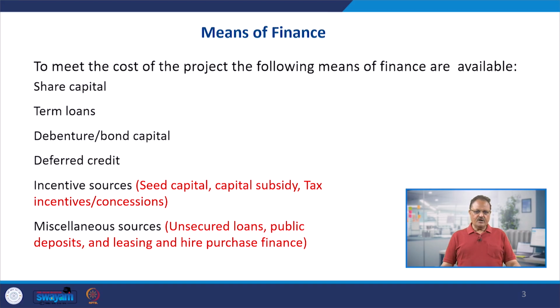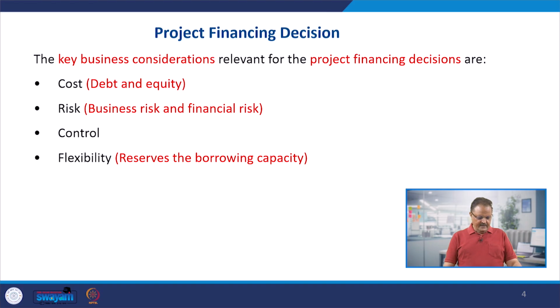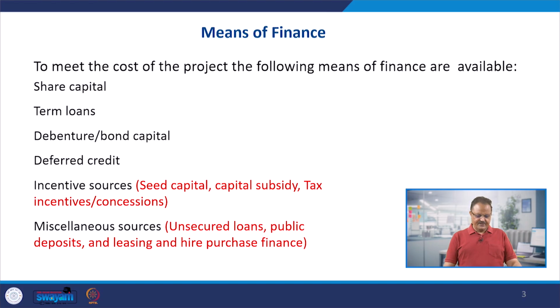Second decision is called the financing decision, and for the financing decision you have to go ahead with deciding where the funds will come from. It means how the financial requirement of the project would be met, and from where the funds would come. That is called the financing decision.